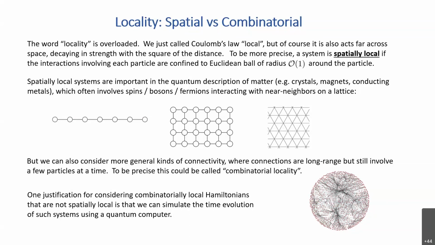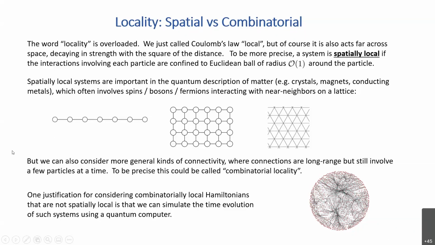So for a spatially local system, we want the interactions to actually be confined to a ball in Euclidean space of some constant size radius. And spatially local systems then are important in the quantum descriptions of matter, crystals, magnets, conducting metals, because often these involve particles, which may be spins, qubits, bosons, fermions. They're interacting with near neighbors on a lattice. So when I draw these diagrams, the line indicates interactions, say, between 2 qubit particles.